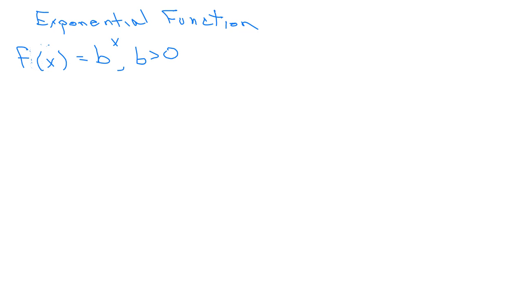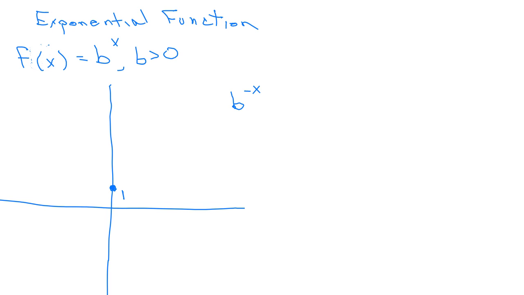X can be positive or negative. The exponential function: it doesn't matter what b is. Anything to the 0 power is 1. So no matter what your base is, it's going to go through 0, 1. The x, if it's negative, b to the negative x is the same as 1 over b to the x.